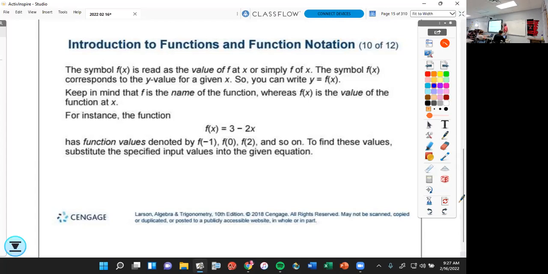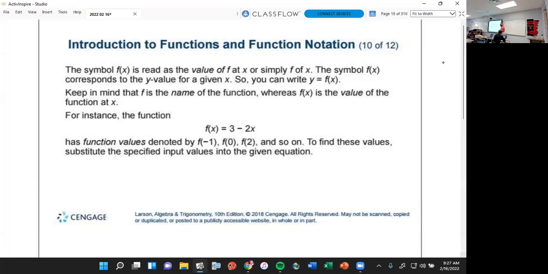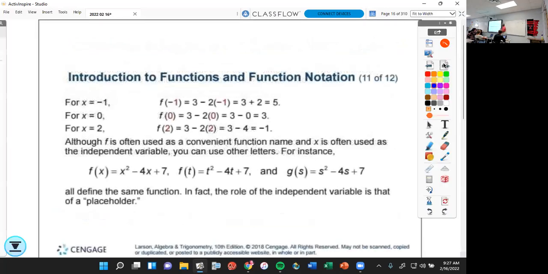f of 0 would be 3. f of 2 would be -1. So we got those values, 5, 3, and -1.